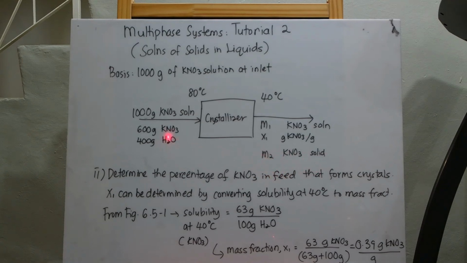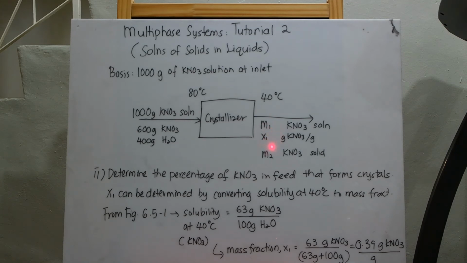If we look, we have 3 unknowns and only 2 equations. So definitely we cannot solve it. We cannot solve this mass balance because we have more unknowns than knowns. Okay, how are we going to do this? We can actually solve for x1 if we have the data for solubility.